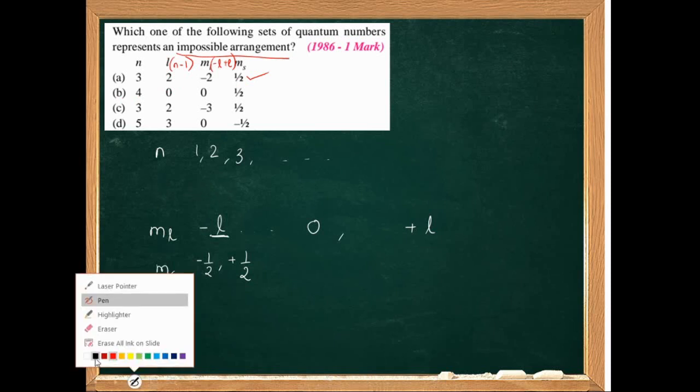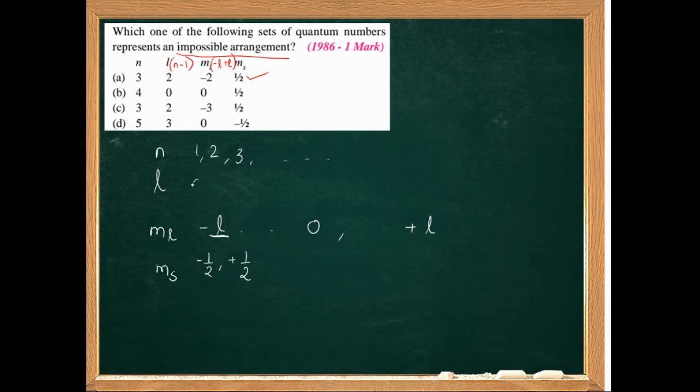So L can take values from 0 to n minus 1. If the value of n is equal to 4, then what values can L take? L can take 0 to n minus 1, which is 3. So it can take 0, 1, 2 and 3. Okay, so 0 is an acceptable value. Then the value of ml can be what?